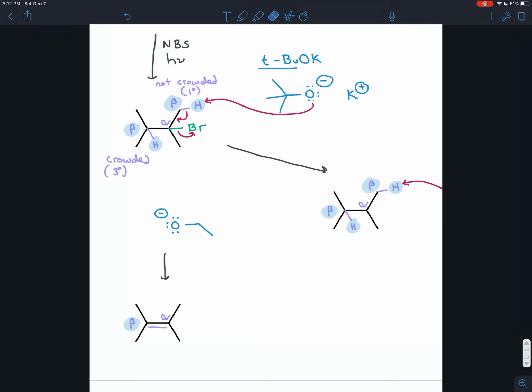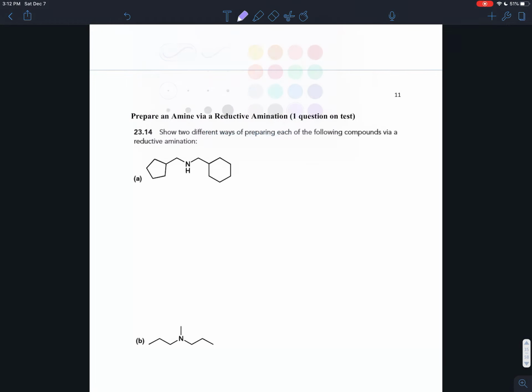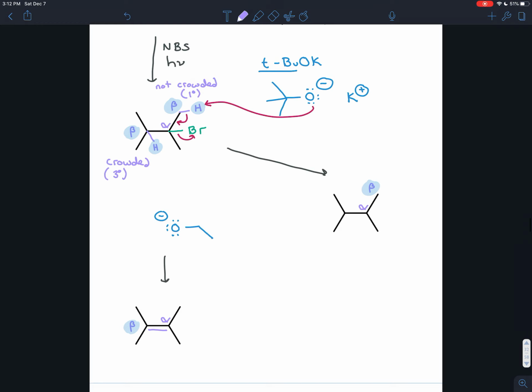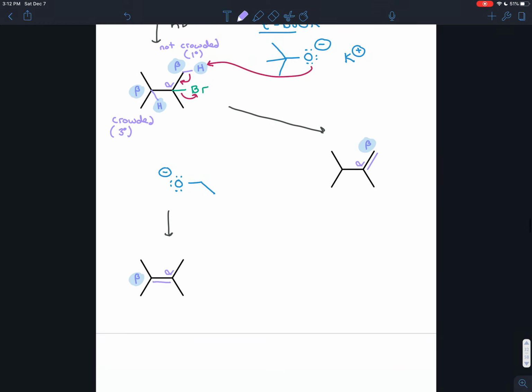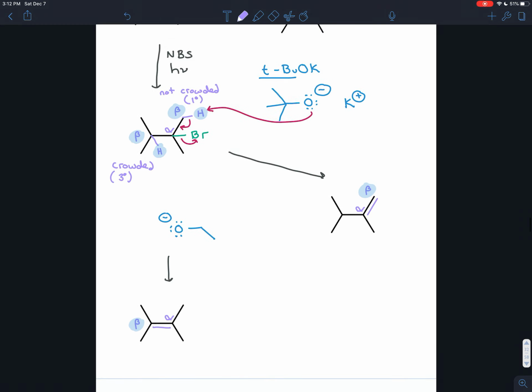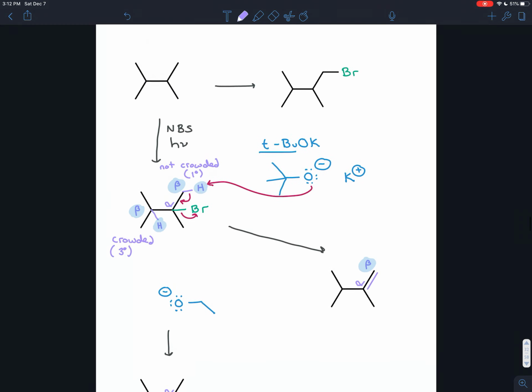but now it's between the alpha carbon and the beta carbon whose hydrogen was stolen. These two. Okay, so these are the two possible elimination products that we can make.